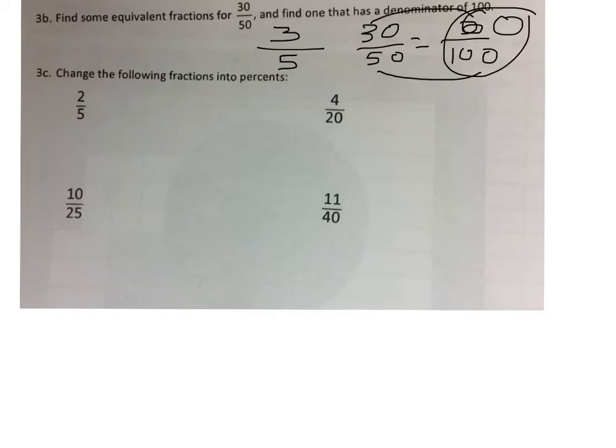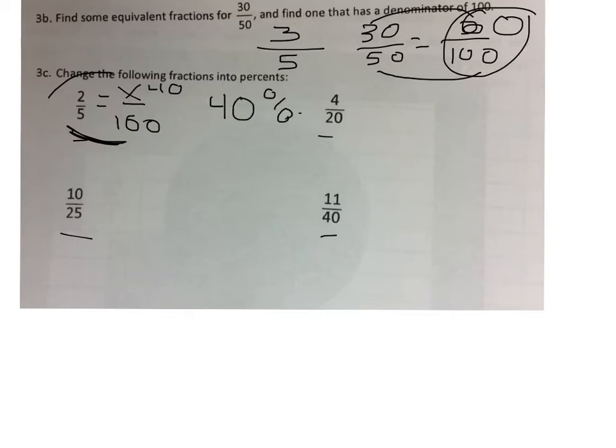3c says change these all into percents. Well, you can look. None of them have a bottom number of 100, do they? And since percent means out of 100, if I change the bottom number to 100 and figure out what the top number is, that would be the percent. So if you look at this first one, you're getting 20 times bigger on the bottom, so we need to get 20 times bigger on top. So that's going to be 40 out of 100, which means it's going to be 40%.